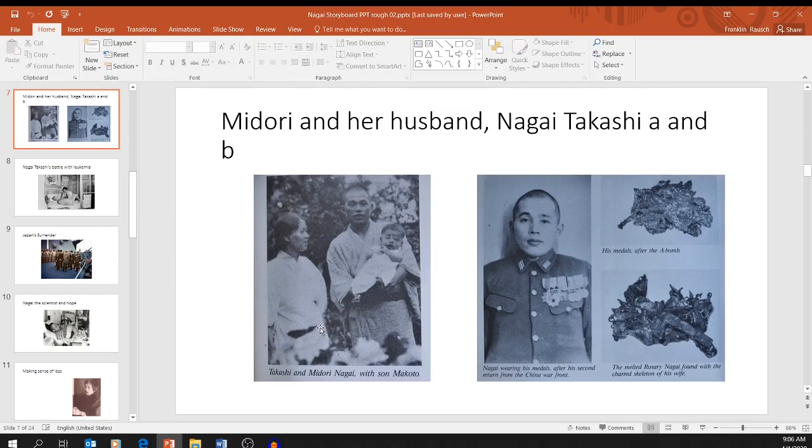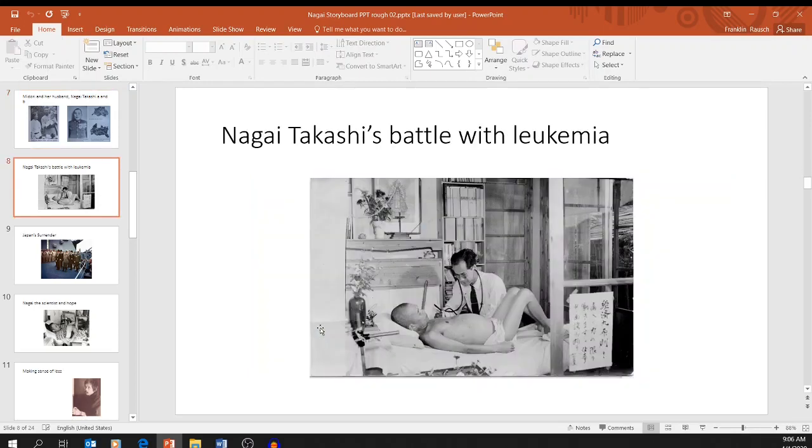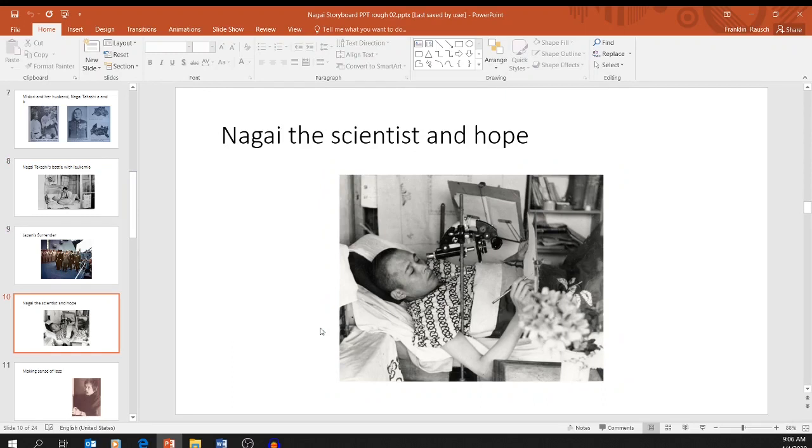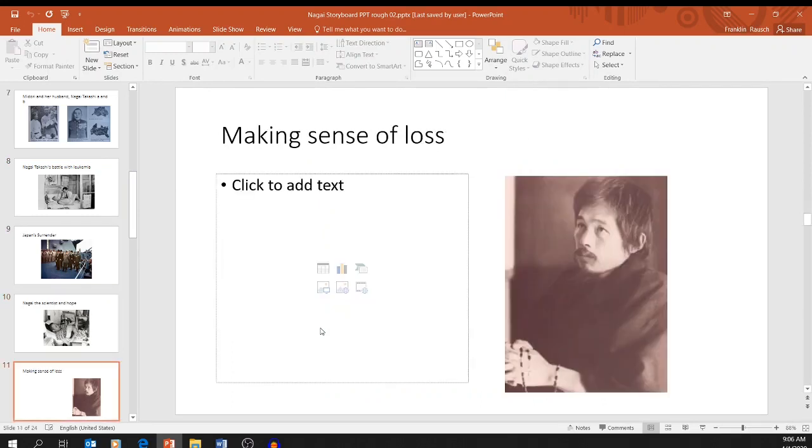And then I talked about his military service. I included a picture of him as a soldier. I talked about him having leukemia. I showed him being treated by a doctor while he's clearly suffering from an illness. Talk about Japan's surrender. Here's the Japanese surrendering. Talk about Nagai being a scientist. There he is with what appears to be a kind of microscope.